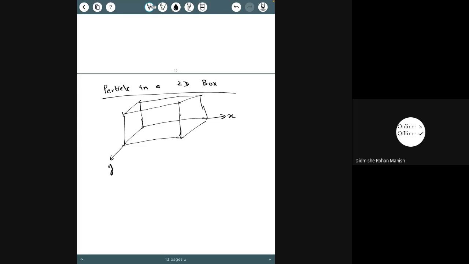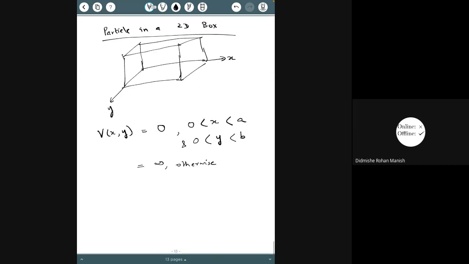So if I want to put it mathematically, the potential V(x,y) is equal to 0 for x lying between 0 and a, and y lying between 0 and b, and is equal to infinity otherwise, which means basically it is confined to an xy plane a by b.